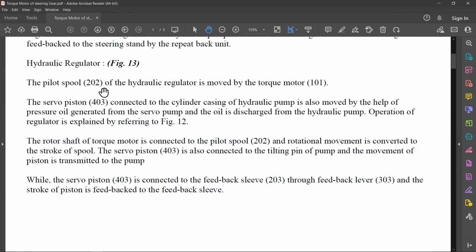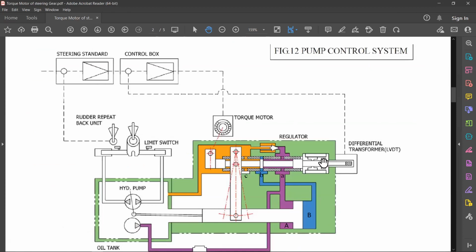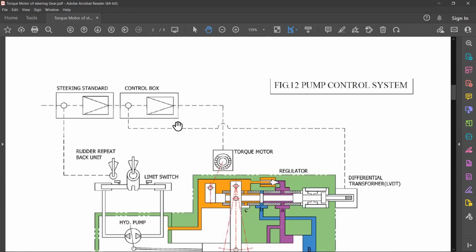The pilot spool 202 of the hydraulic regulator is moved by a top motor 101. So we see this pilot spool, this entire thing is moved by this top motor regulator, this piston, which is moving up and down. Okay? Up and down, it's inward and outward.